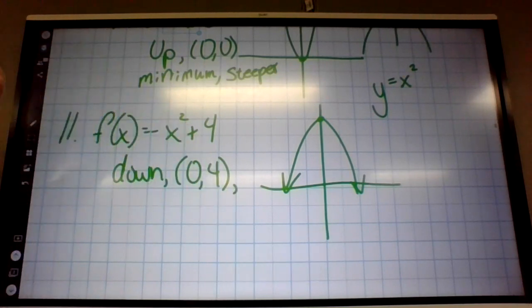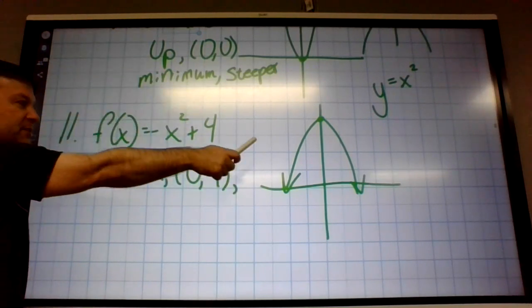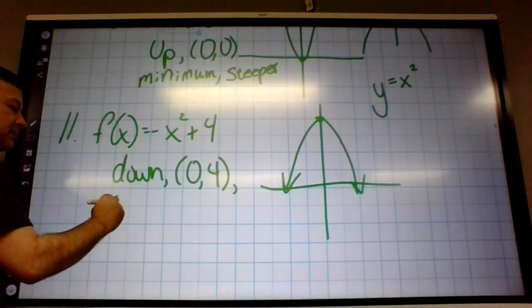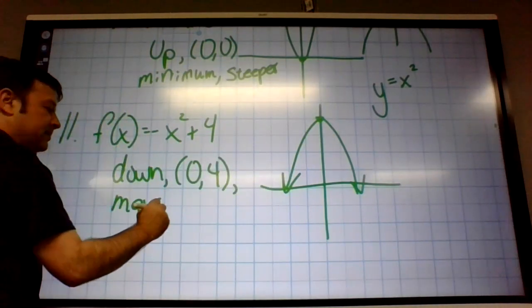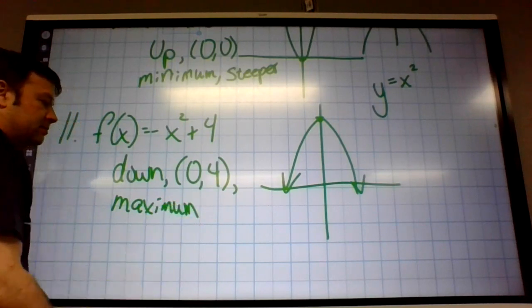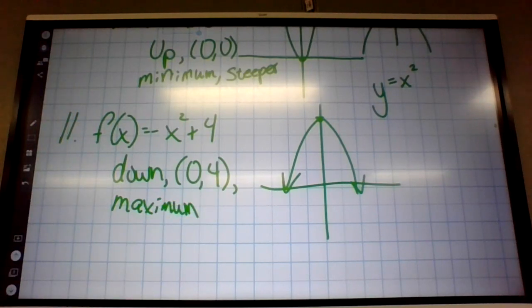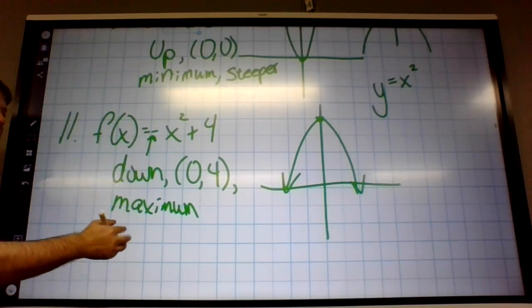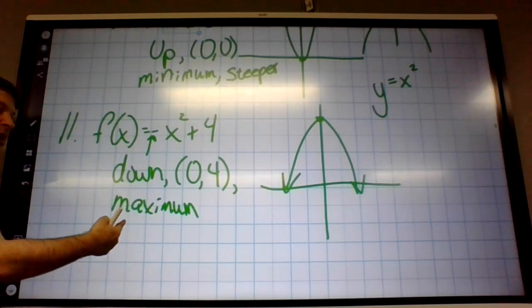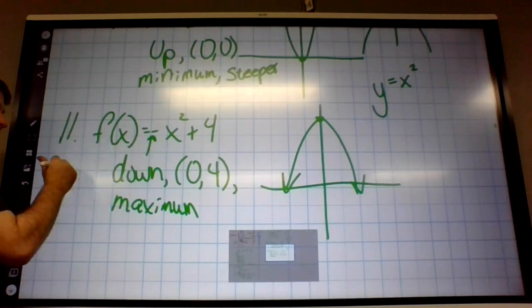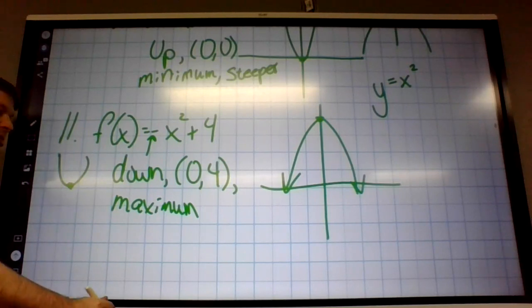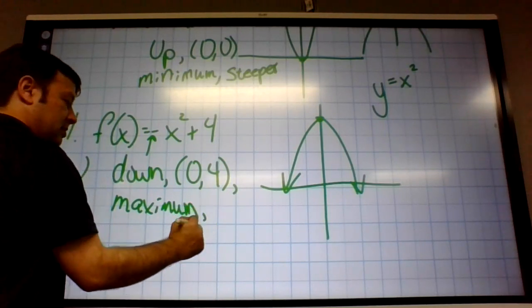All right. What was the next question? Is the vertex a maximum or minimum point? Maximum. It's at the top. So basically, if your x squared is negative, the vertex is going to be at the top. It's a maximum. If the x squared is positive, the vertex is going to be at the bottom and a minimum.